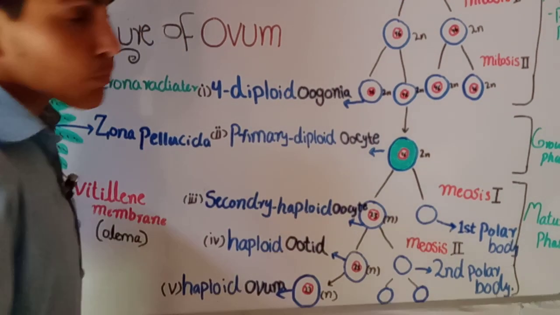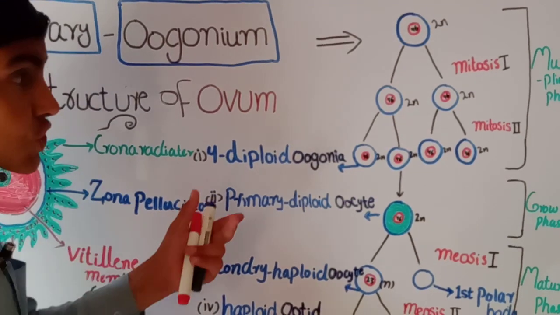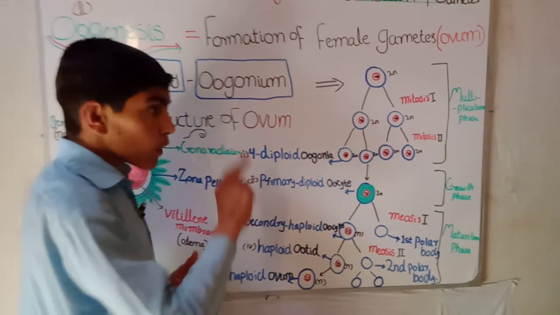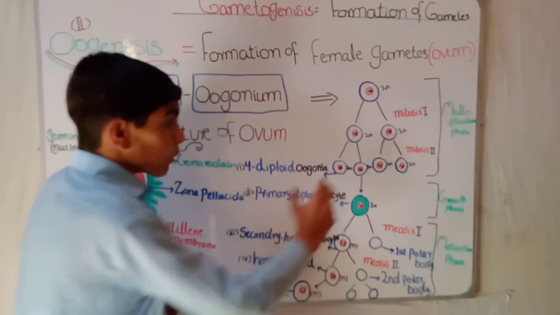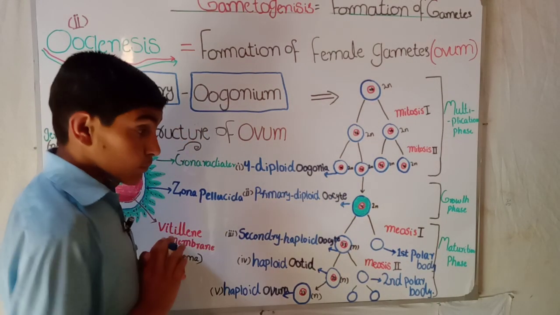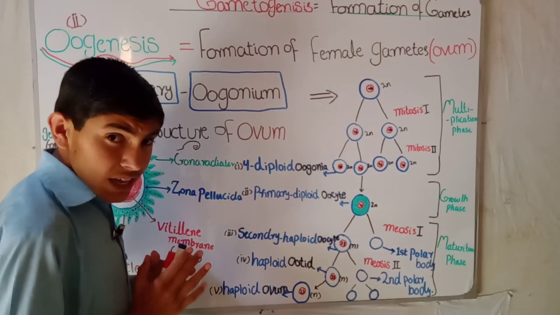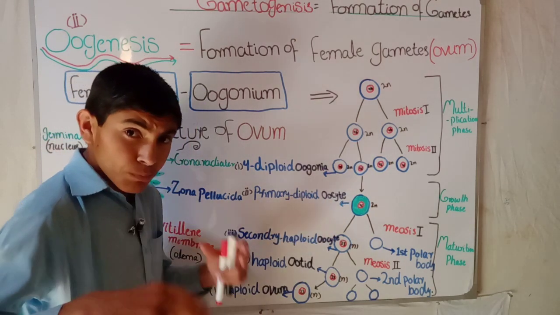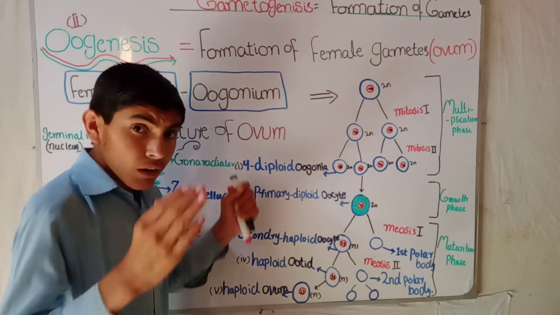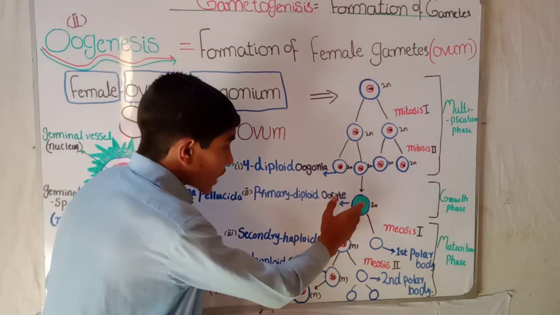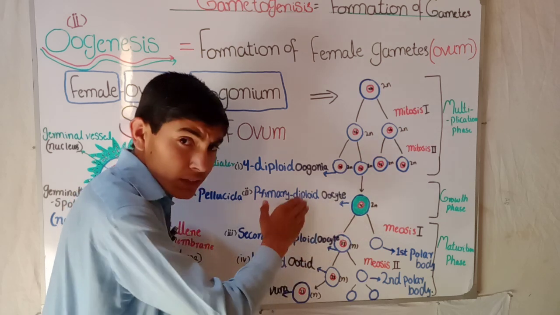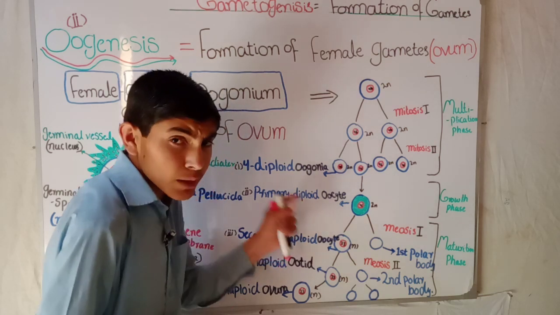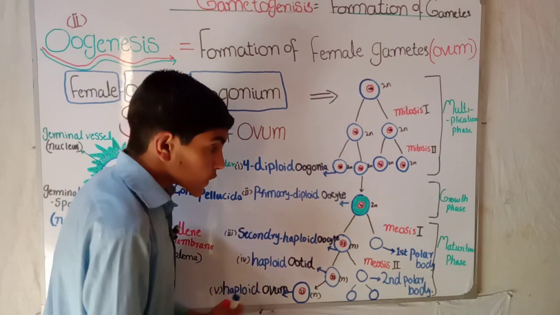It first undergoes the process of multiplication, in which one diploid oogonium undergoes 2 rounds of mitosis and produces 4 diploid oogonia. In the second phase, it undergoes the growth phase, in which only one cell undergoes nutrition and becomes large in size, called the primary diploid oocyte. In the third phase, the maturation phase, this primary oocyte undergoes 2 rounds of meiosis.